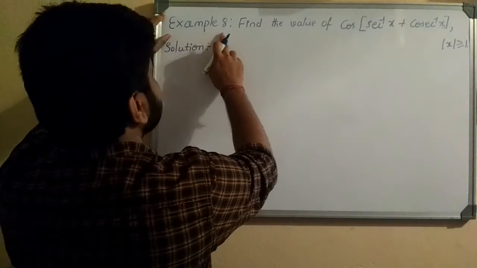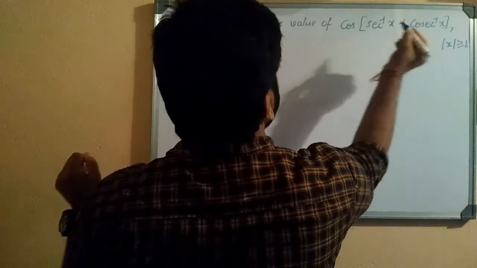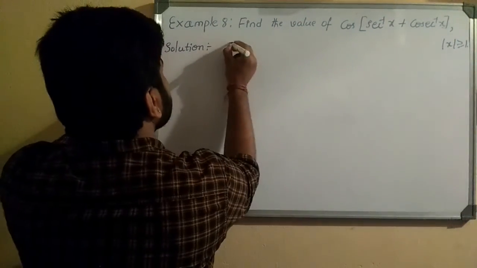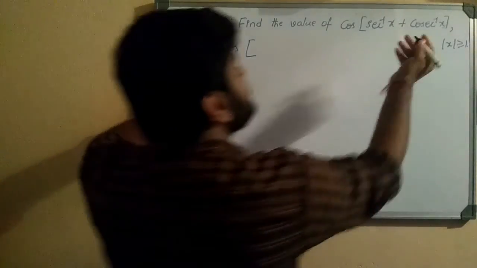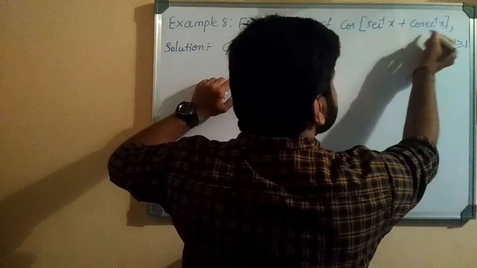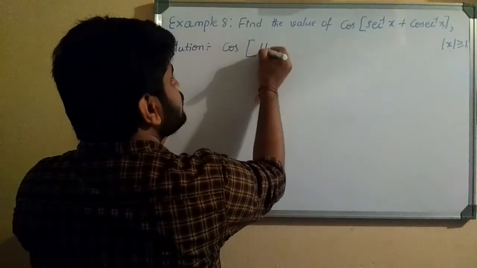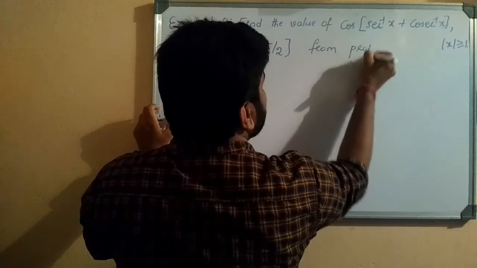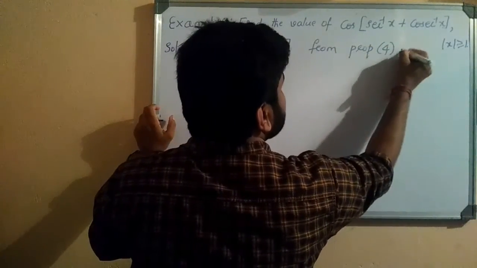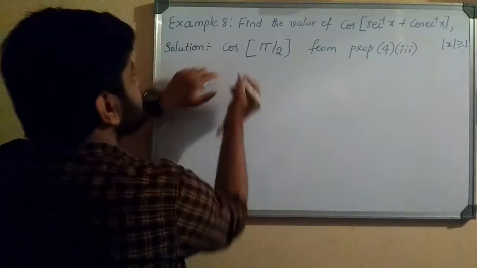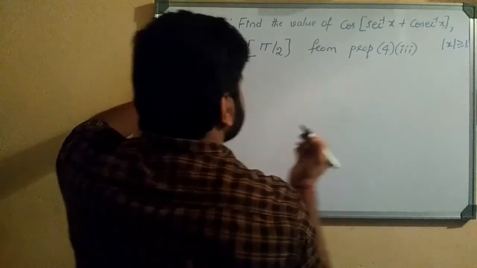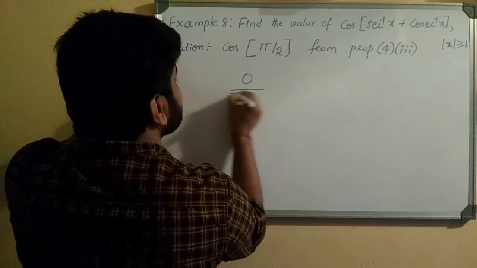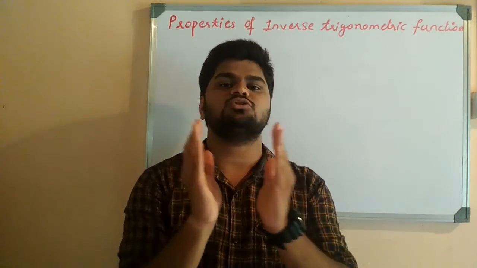So the last example is example 8. Find the value of cos of secant inverse x plus cosecant inverse x. So here, from the fourth property, secant inverse x plus cosecant inverse x is equal to pi by 2. From the property 4 of 3, secant inverse of x plus cosecant inverse x is equal to pi by 2, and cos of pi by 2 value is 0. So as I mentioned, you should be very thorough in formulas.